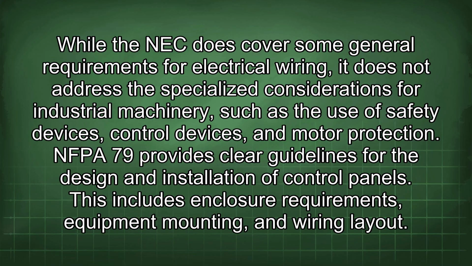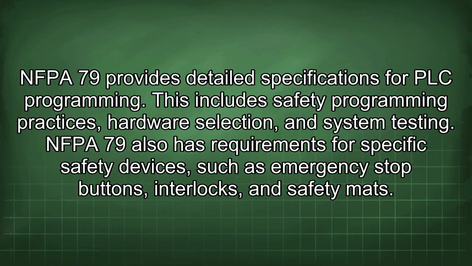NFPA 79 provides clear guidelines for the design and installation of control panels. This includes enclosure requirements, equipment mounting, and wiring layout. NFPA 79 provides detailed specifications for PLC programming. This includes safety programming practices, hardware selection, and system testing. NFPA 79 also has requirements for specific safety devices, such as emergency stop buttons, interlocks, and safety mats.